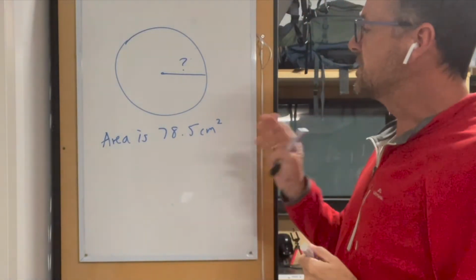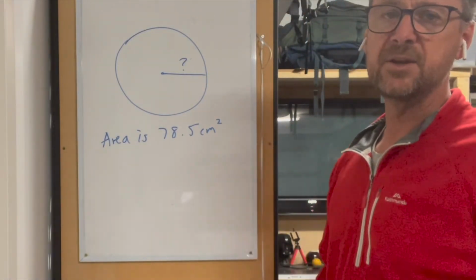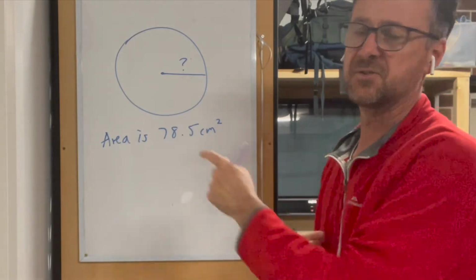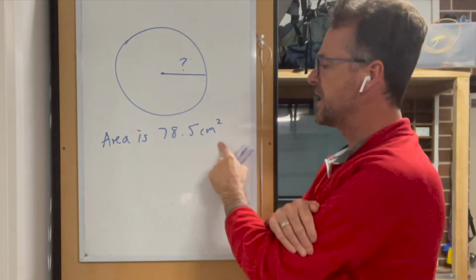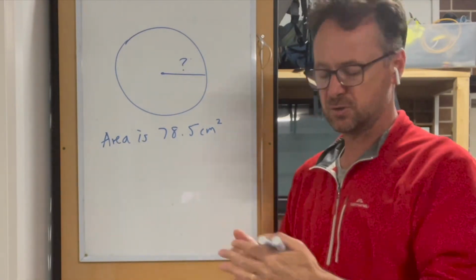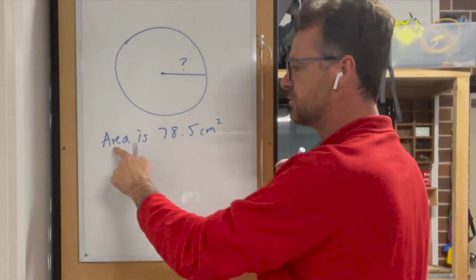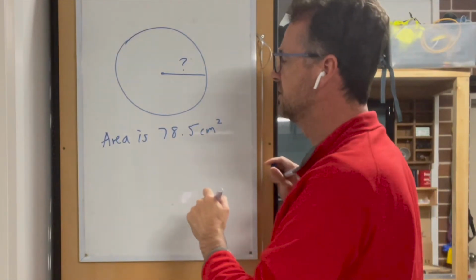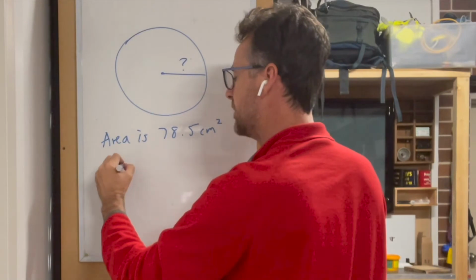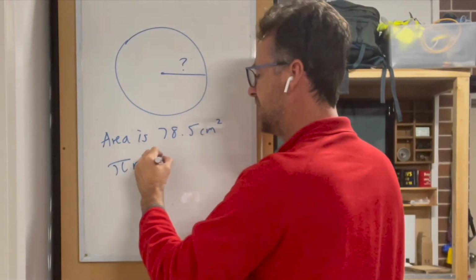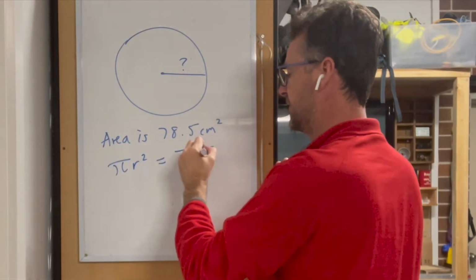Okay, this question says that you're given a circle and you've got to find the radius. So I've just drawn a circle and shown what we've got to find here. It tells us the area is 78.5. So what we do is we use the rule for area of a circle, pi r squared, and that equals 78.5.